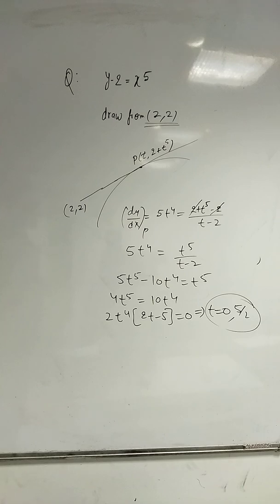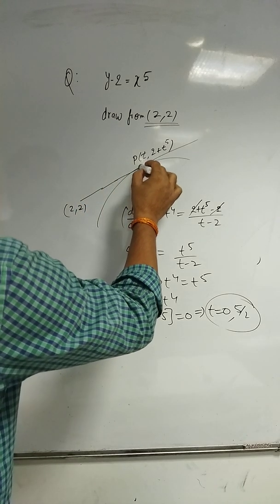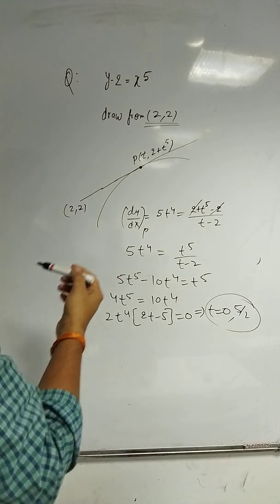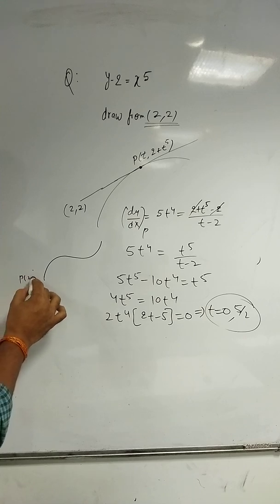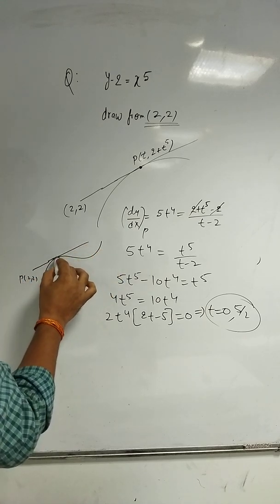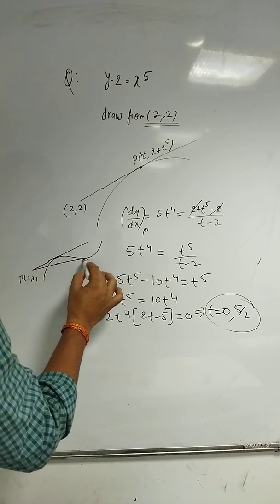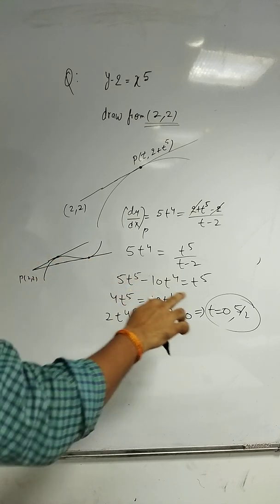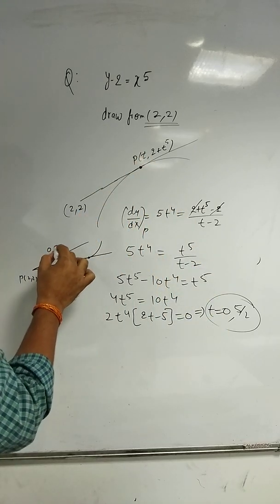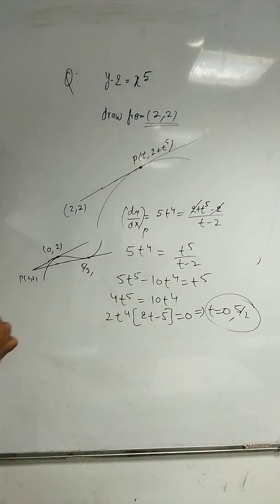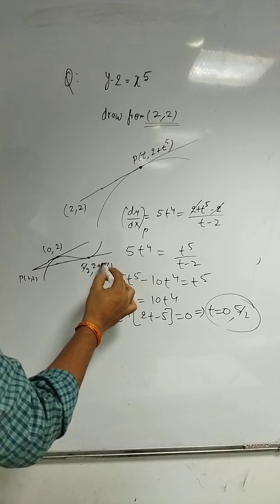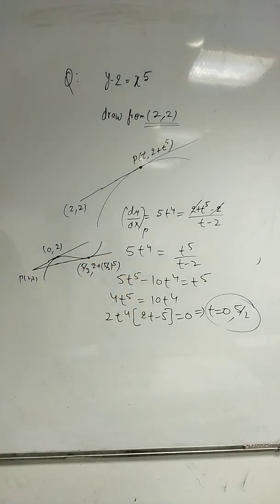So there are two values of t. Accordingly, two points of contact are possible. The situation will be like this: this is the curve and this is the point (2, 2). One tangent is like this and one tangent is like this, because there are two points of contact. For t is equal to 0, that point is (2, 2), and for t is equal to 5 by 2, this point is (5 by 2, 2 plus (5 by 2) to the power 5). So there are 2 tangents. The number of tangents to be found was 2.